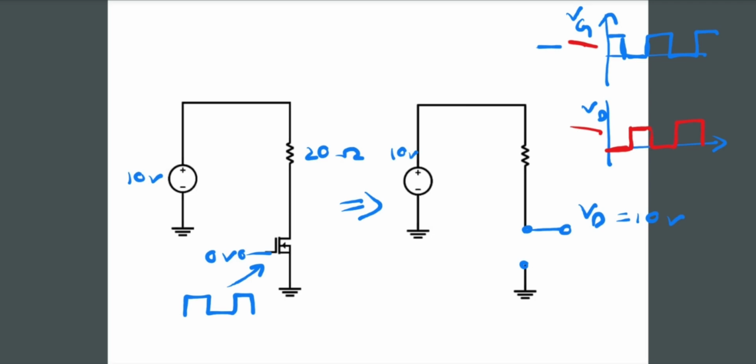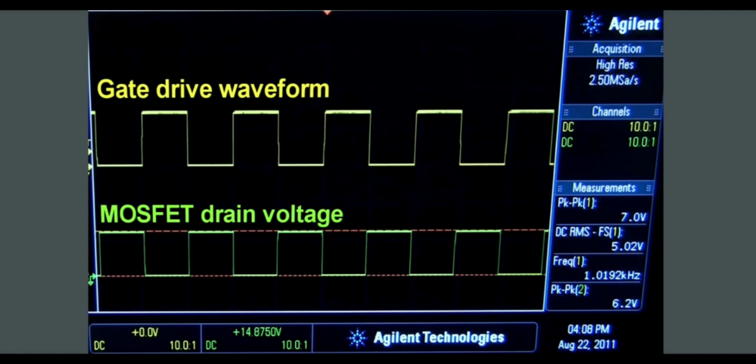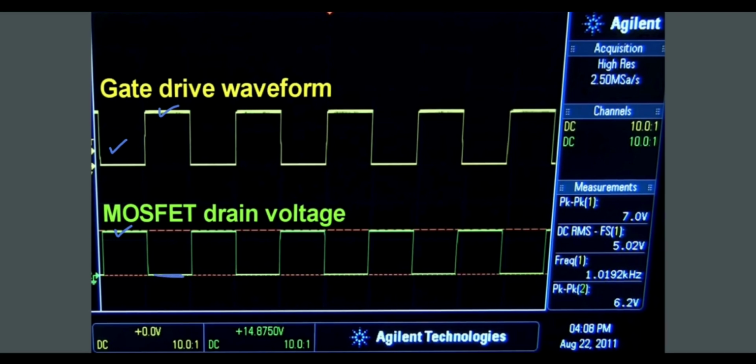So this happens in practical cases as well. This photo is taken from a practical case. See, when the gate voltage is 0, the drain voltage is on the higher side, and when there's some gate voltage, that means the MOSFET is working as a short circuit, the drain voltage is obviously 0. So this is a very practical case, and if you implement the circuit practically, you will see this happen in practice as well.